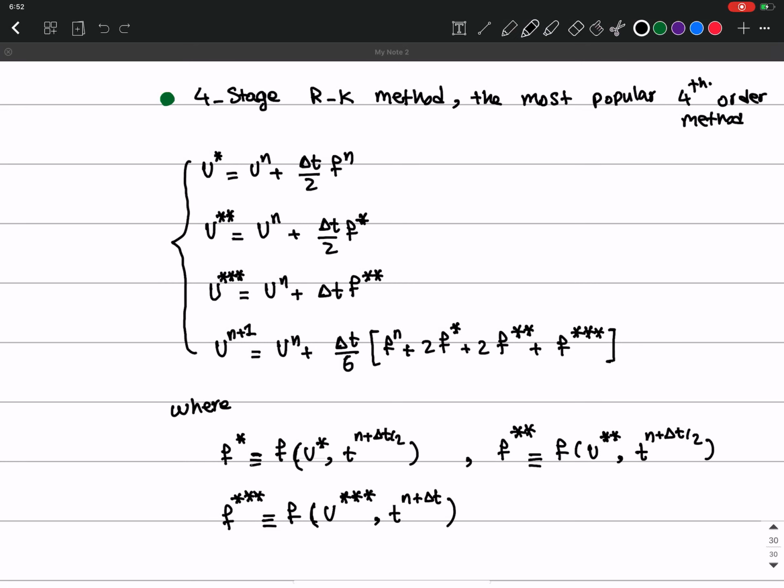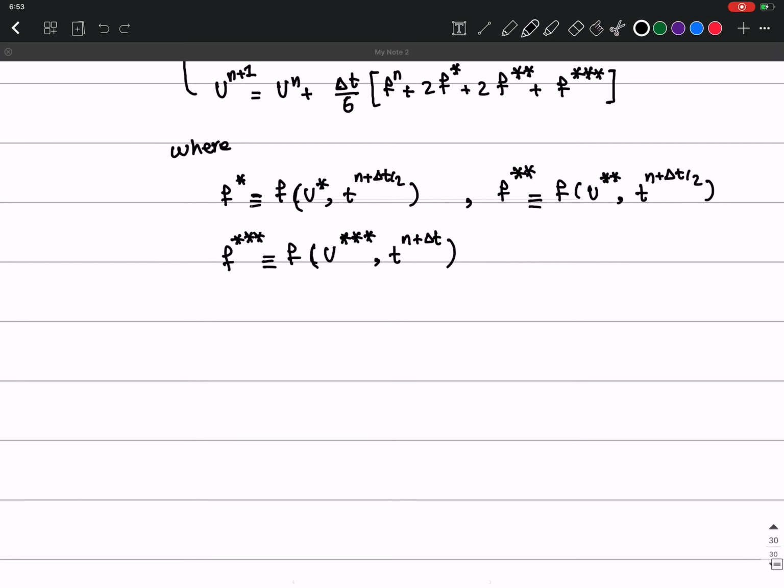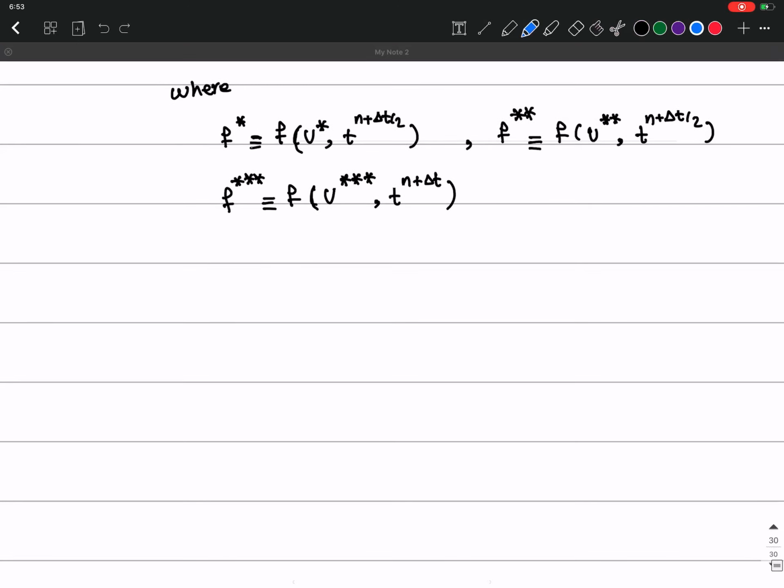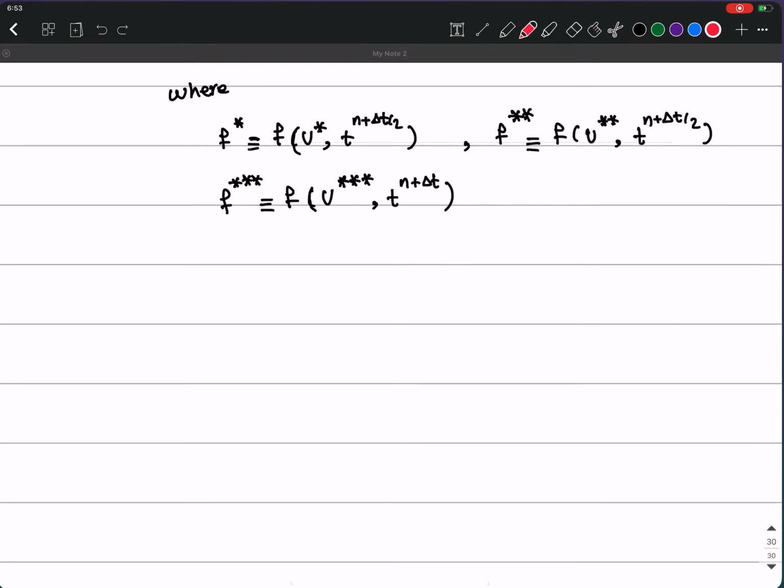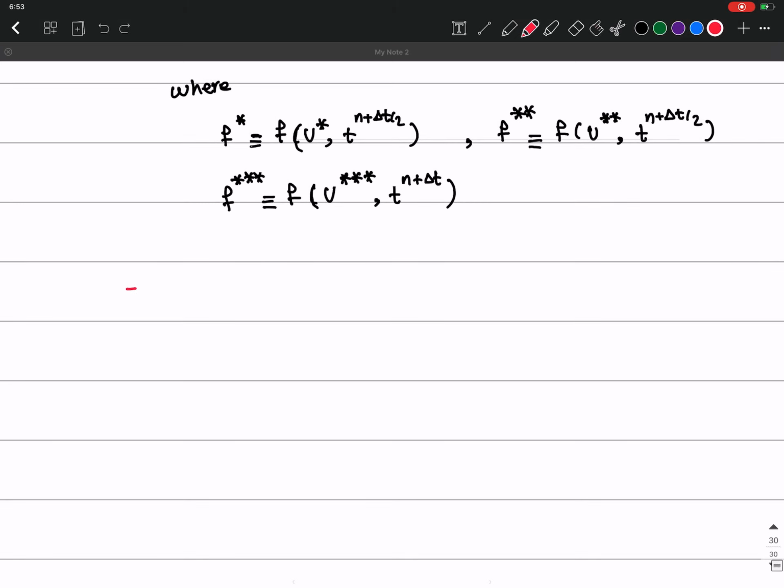And now I want to say what multi-step methods are. So these were all one-step methods. These were multi-stage, but one step. And I want to now talk about one-stage multi-step methods. Okay. So the next topic is one-stage multi-step methods.